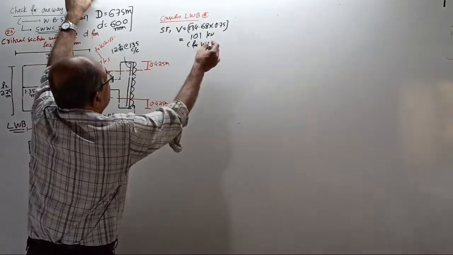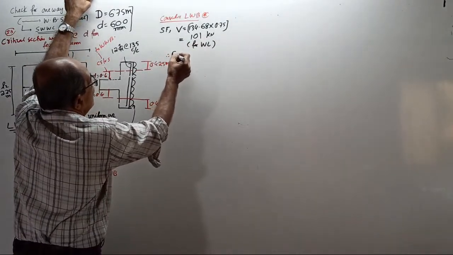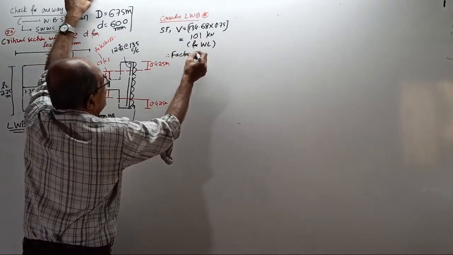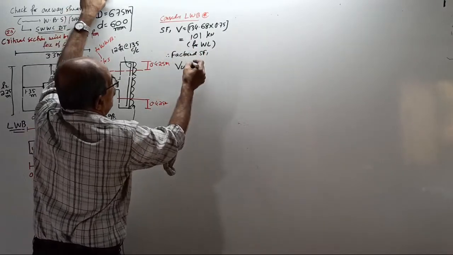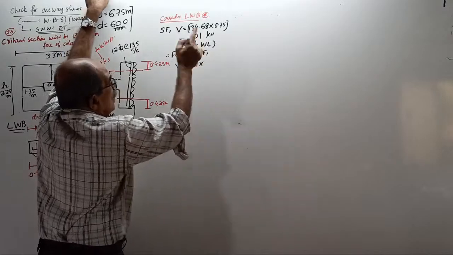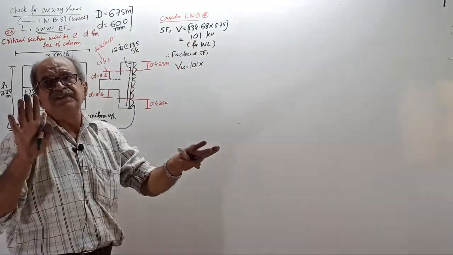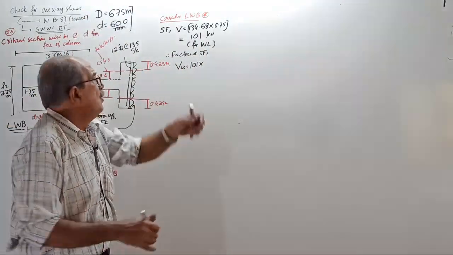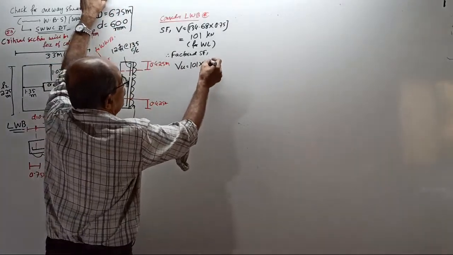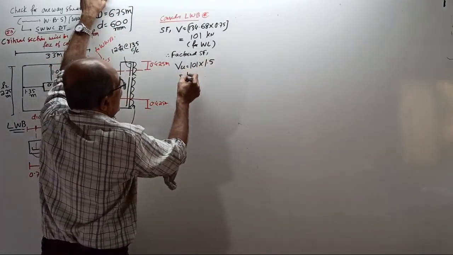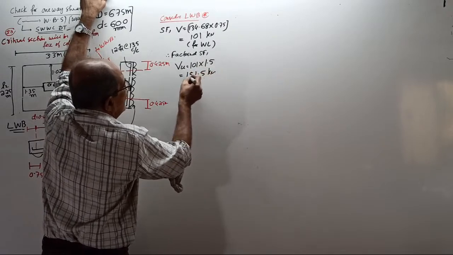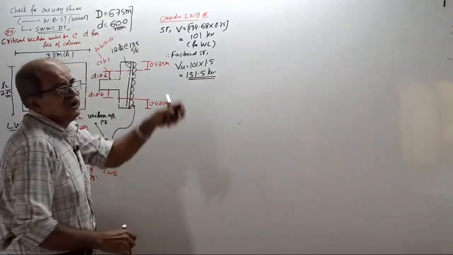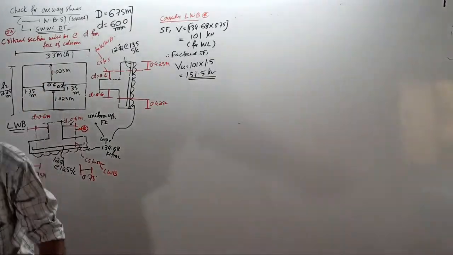This is for working load. Therefore, get the factored shear force, VU. What is the answer? See, for shear force, sign convention is not required. Remember, 101 into 1.5. This is 151.5 kilonewton. Correct? 151.5 kilonewton. Correct answer? Okay.